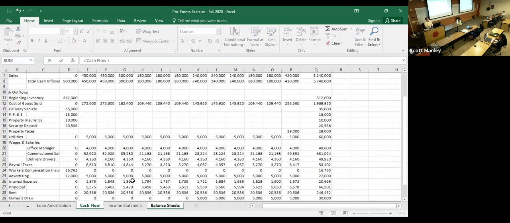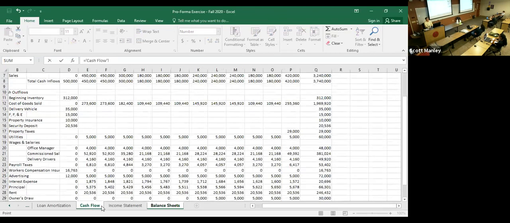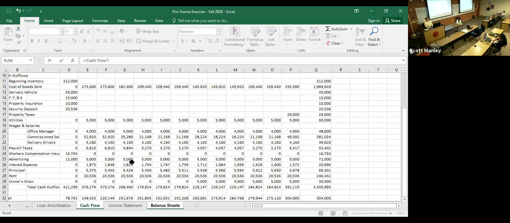If you said cash flow, you're correct. Remember, that's 1 month's rent. What about my prepaid expenses? If you said cash flow, tell them what they won, Drew. Is your property insurance, your workers' compensation insurance, and your advertising. Those are the 3 prepaid expenses that I have.